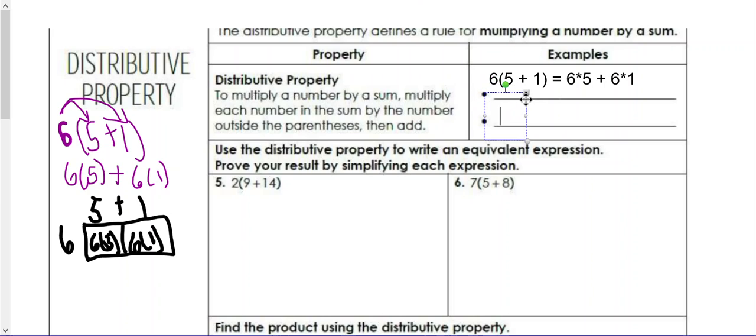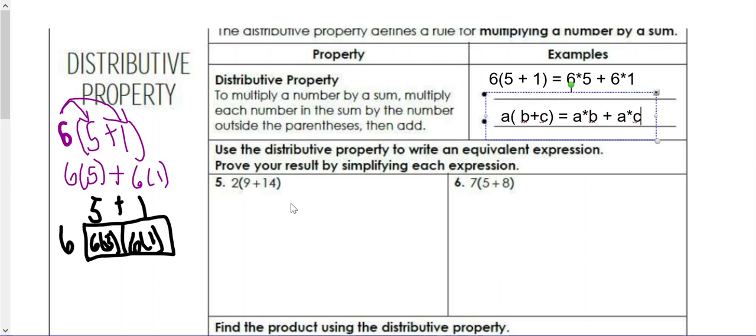Okay, now I'll show it again algebraically because I like to show it both ways so you can see it. So a times the quantity b plus c, you take a times b plus a times c. Later on, we won't have the times in between, but I'm doing it so you can see it.